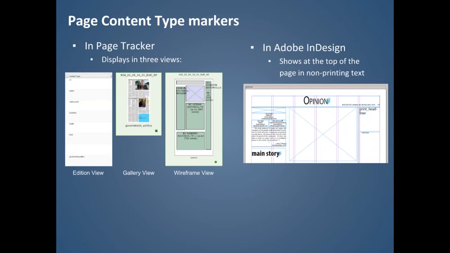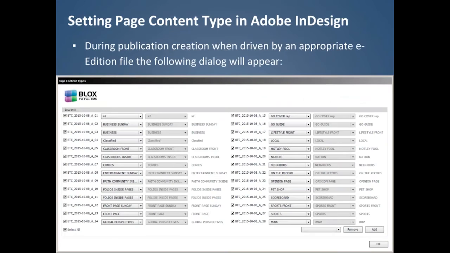So where do these page types come from? Well, generally the advertising systems know what goes on individual pages. Now, of course, Newsroom can override that, but generally ads are sold based upon the page. So if somebody wants an ad on the obituary page, then it's really advertising who determines where that obituary page is.